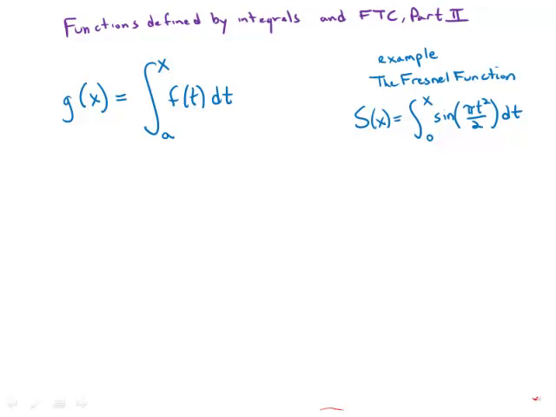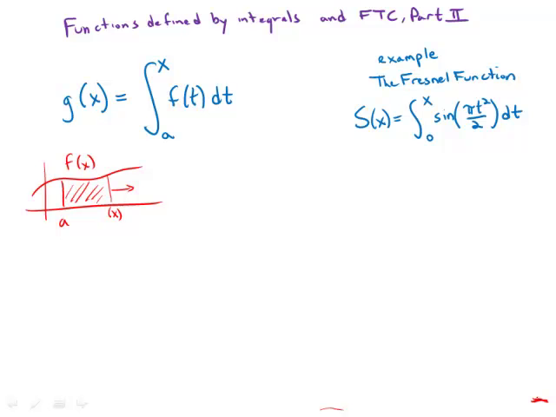Functions defined by integrals, and the second part of the fundamental theorem of calculus. So consider g of x. g of x is the integral from a to x of f of t dt. And so what we have is this function f of x, and there's the position a, and then what we're doing is the x is the second boundary, and of course as we get different values of that x, we'll get different areas under the function, and g is defined as a function of that x.